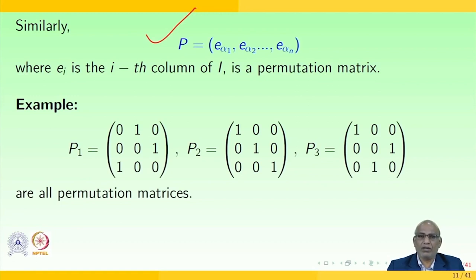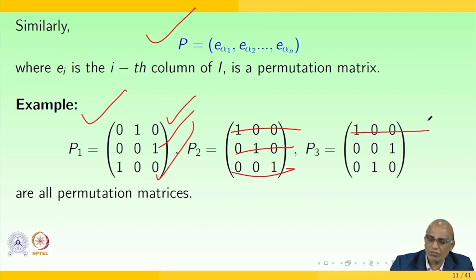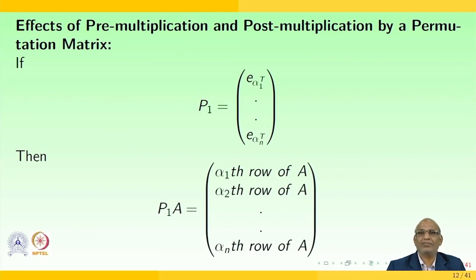Now, let us look into this example. P1, which satisfies the definition of a permutation matrix: first row is 0, 1, 0, second row is 0, 0, 1, third row is 1, 0, 0. P2 is 1, 0, 0, 0, 1, 0, 0, 0, 1. And P3 is 1, 0, 0, 0, 1, 0, 0, 0, 1. So these are all permutation matrices. They do satisfy the definition of permutation matrices.